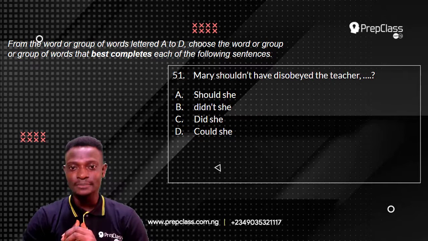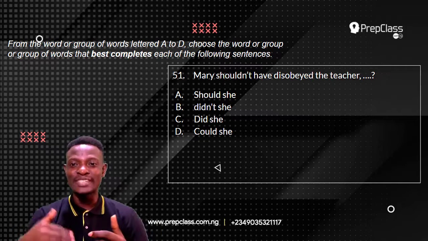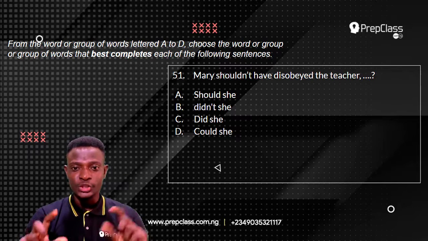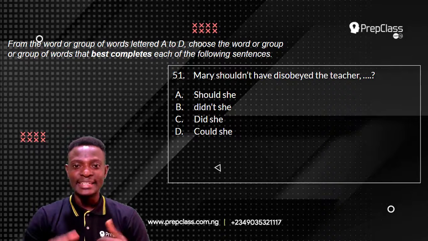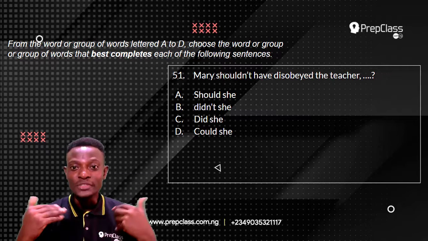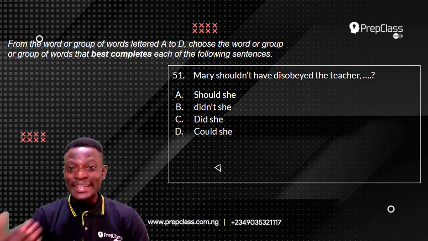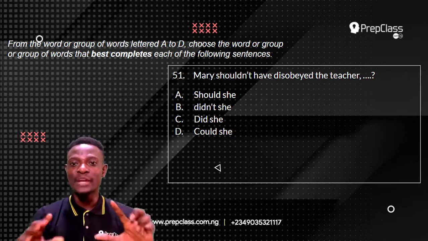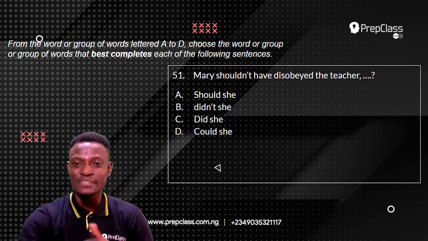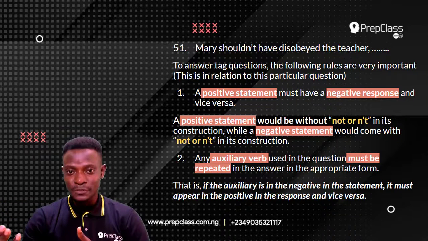Question 51 reads, Mary shouldn't have disobeyed the teacher, dash. A. Should she? B. Didn't she? C. Did she? D. Could she? So, which of these options will best complete this sentence? Mary shouldn't have disobeyed the teacher. Now, looking at this, the question is based on tag questions.